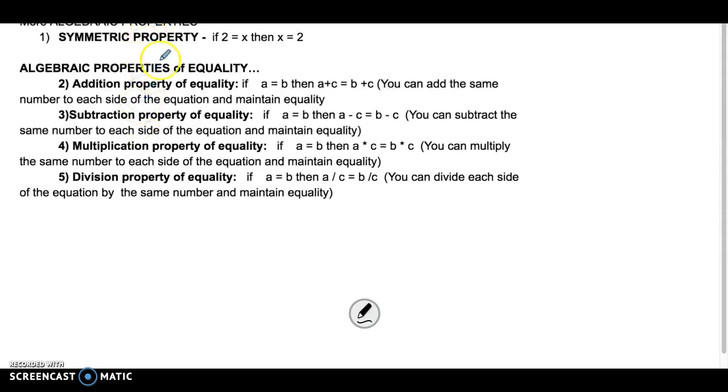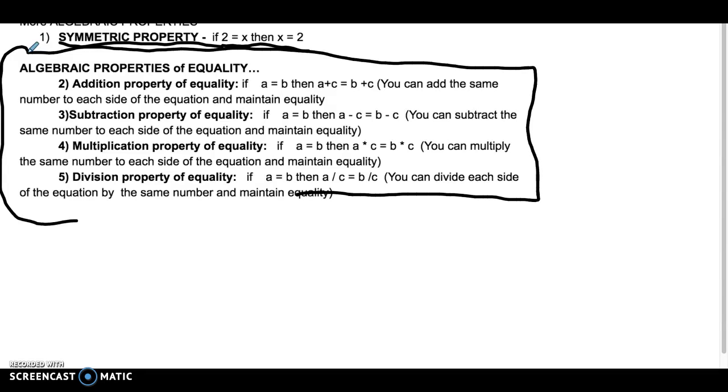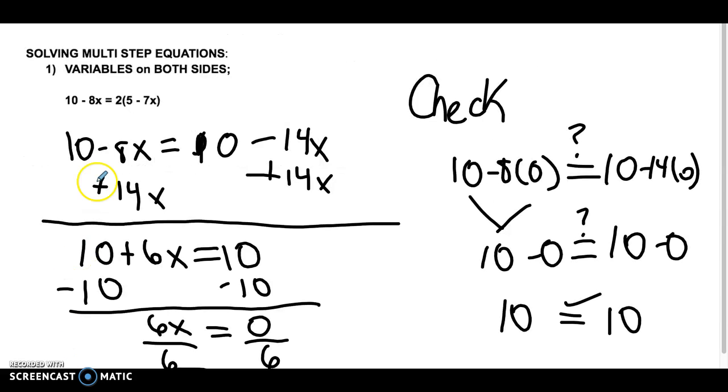Okay, here we go. So more algebraic properties, the symmetric property. All that says is if I solve an equation and I end up with 2 equals x, that's the same thing as saying x equals 2. And we usually do have our answers for equations with the variable on the left-hand side. These properties of equality, I believe you learned last year when you went to solve equations. Basically, as long as you add, subtract, multiply, or divide each side of the equation by the same number, you maintain equality. I'm going to go ahead and erase some of this.